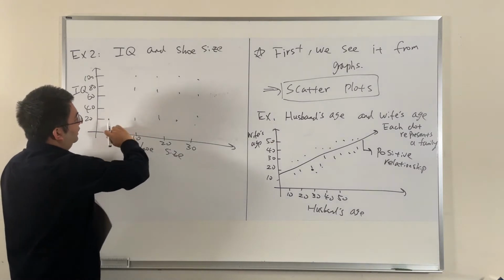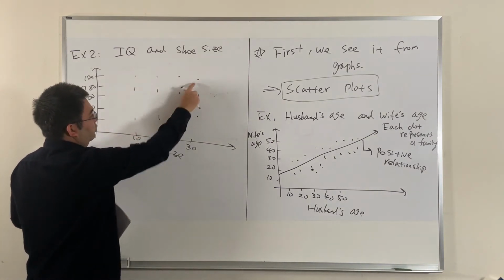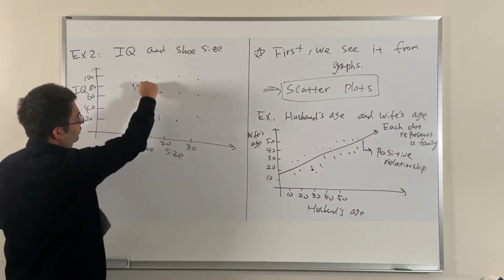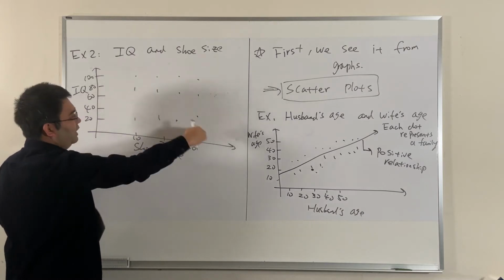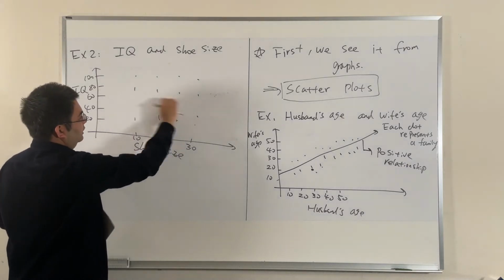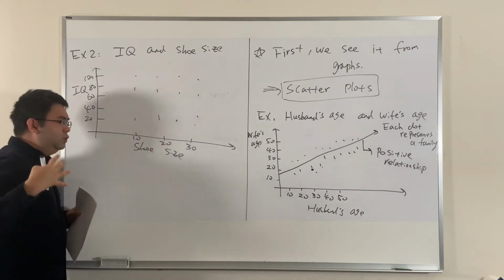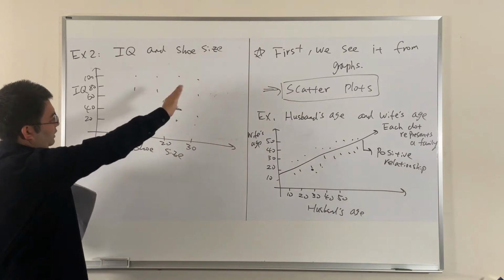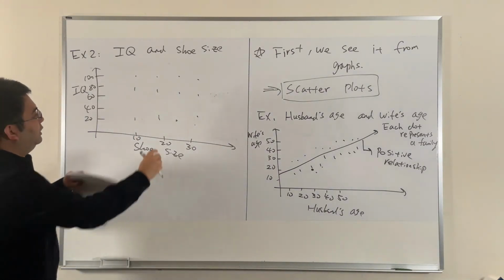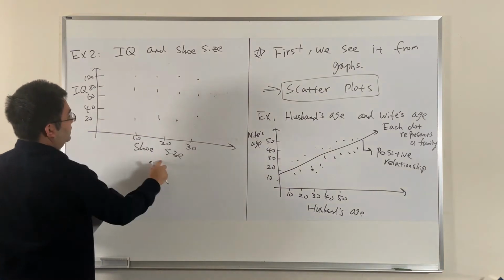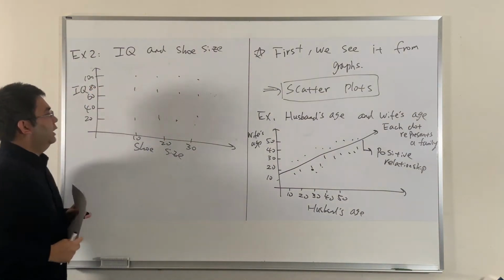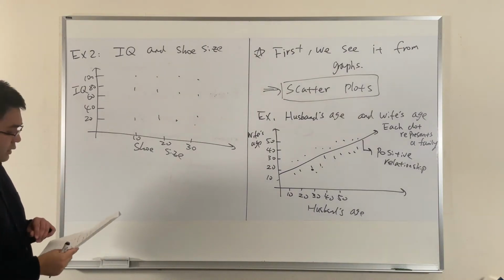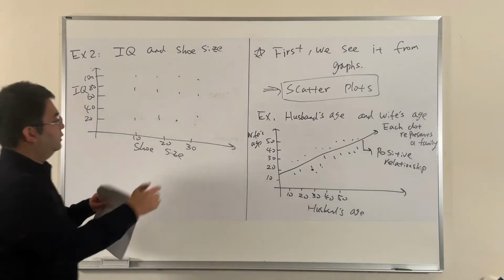If you connect these 1, 2, 3 dots, it's going up, but at the same time, 1, 2, 3 is kind of downward, and these 4 points are horizontal. So you don't really get a direction for how these data are trending. Each dot represents a person's shoe size and this person's IQ, and you don't see any direction from the scatter plot. So I would say there's no correlation here.